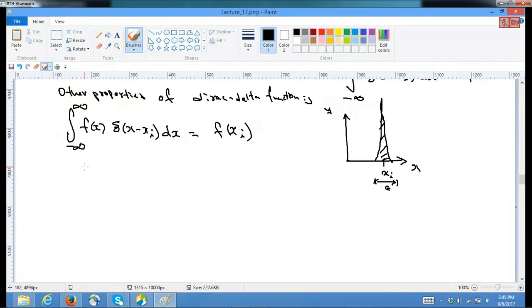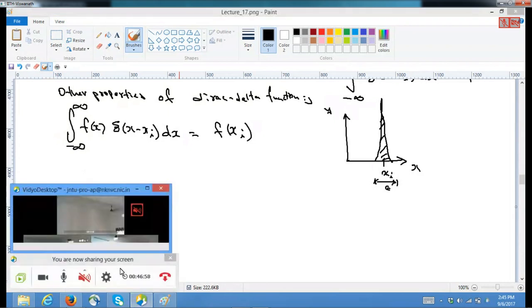So these are the properties we'll make use of, and using this we will try to derive the point load. But at this point of time I need to take a 5 minute break so that I can relocate my position, and I'll get back to you in a couple of minutes.